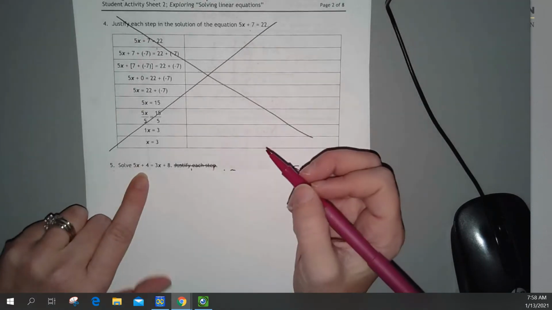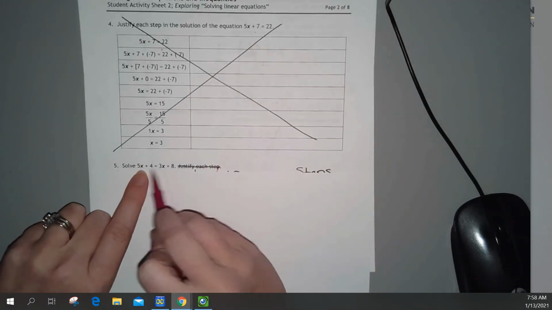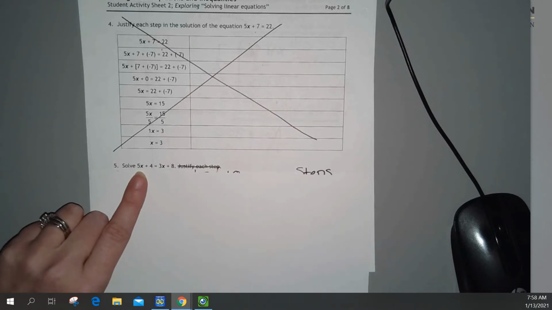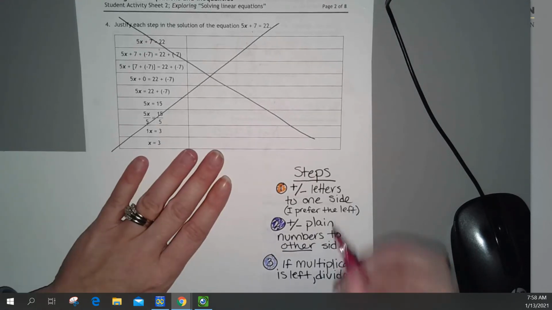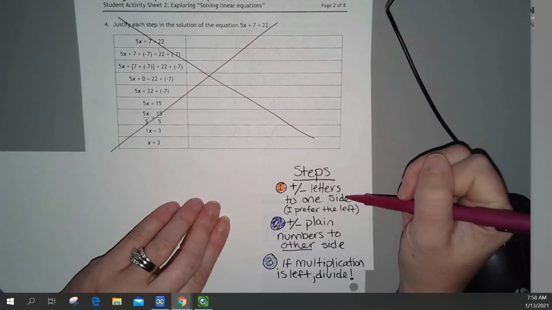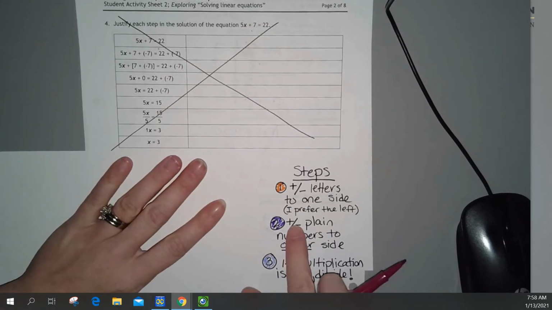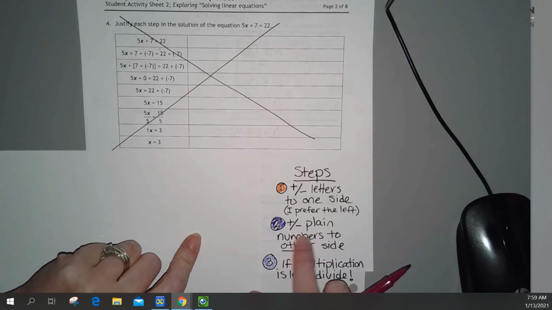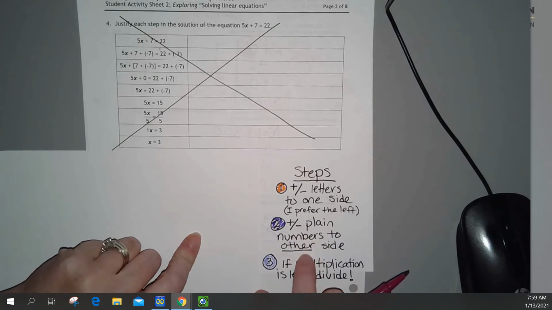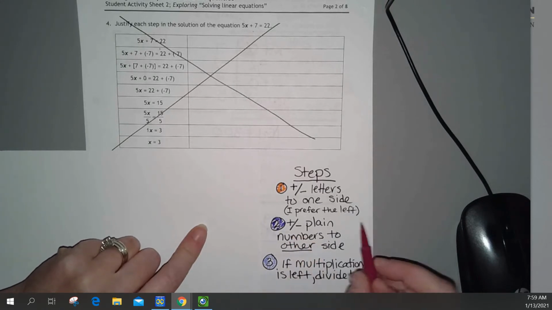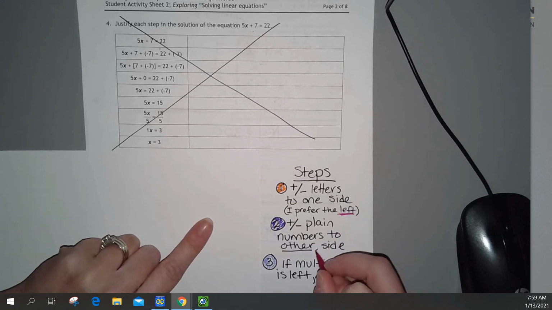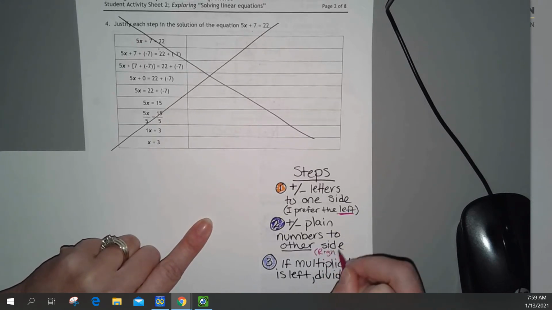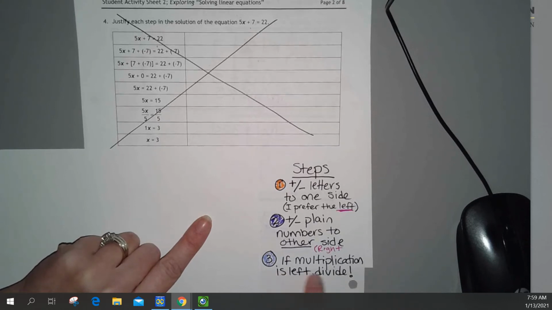Now, you'll notice right away, guys, I see I've got letters and numbers on both sides. So I'm going to give you some steps here to work through first, okay? Step 1, plus or minus our letters to one side. Me personally, I prefer the left side, and I'll show you guys why in a second. Step 2 is to plus or minus our plain numbers, so the number not attached to letters, to the other side. In this case, because I move mine to the left, that means that these ones are going to move to the right side. Okay, and then step 3, if it's multiplication that's all that's left, then we divide.